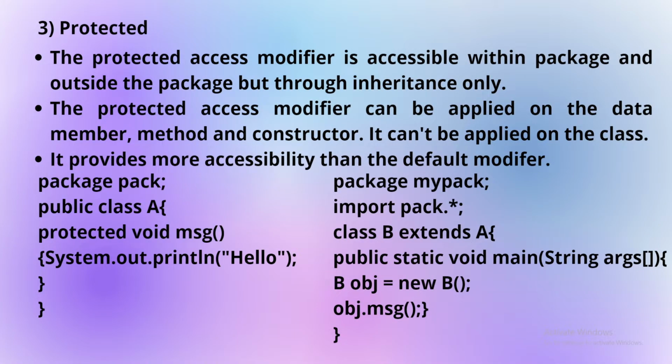Next is protected. The protected access modifier is accessible within the package and outside the package, but through inheritance only. The protected access modifier can be applied on the data member, method and constructor. It can't be applied on the class. It provides more accessibility than the default modifier. So here we had seen that if there is a class and a package for that particular class, that class should be extended in order to use the protected access modifier from one class to another. That is, it should be the child of that parent class. Now when you write this particular program, you're going to get the output of the message method that is there in the class A.